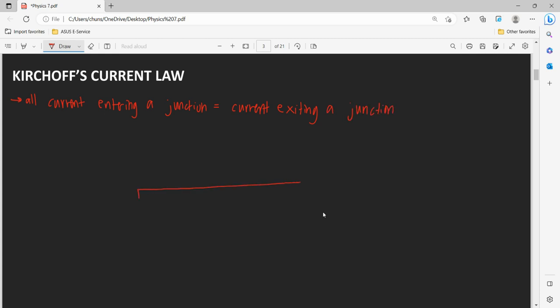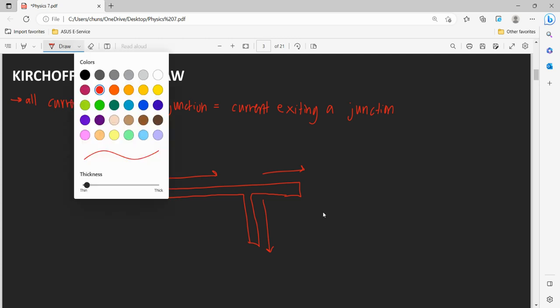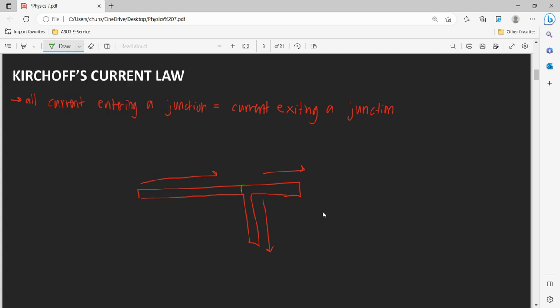So if we have a circuit that looks like this, where our current flow looks like that, and we want to write an equation for this junction here where they all intersect. Let's say this is I1, I2, I3. So I1 is entering, and I2 and I3 are leaving. So you could say that I1 minus I2 minus I3 is equal to 0, right?